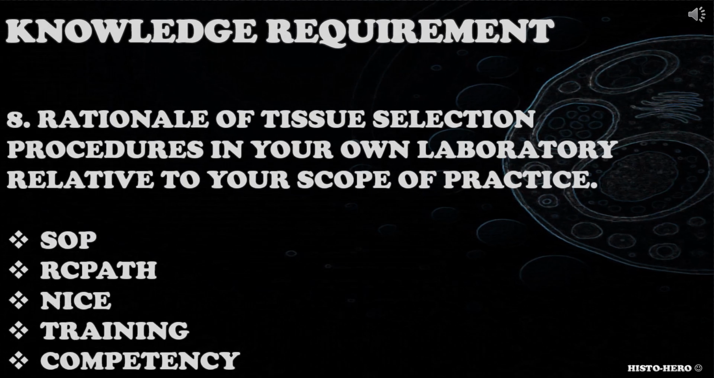The eighth knowledge requirement is rationale of tissue selection procedures in your laboratory, relative to your scope of practice. Candidates should know the rationale behind tissue selection in your lab, relevant to their scope of practice. You could ask them to write about the tissue selection procedures they perform, what the rationale of these procedures is, and how they would know they selected the right tissue for histological analysis. When addressing this knowledge requirement, candidates should consider SOPs, RCPath guidelines, or NICE guidelines, training and competency assessments. Ask them to use specific examples from their own practice.